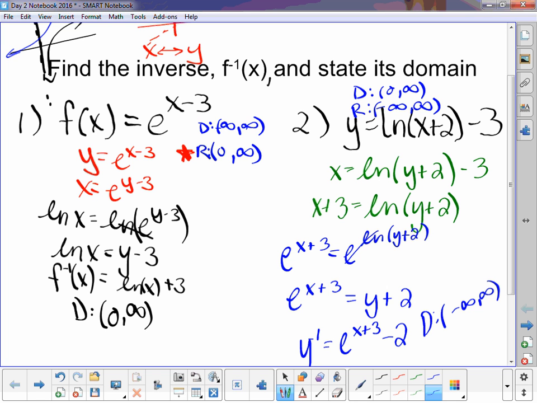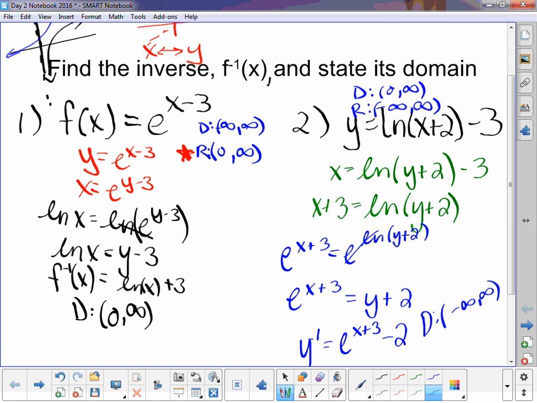Now, sometimes we have to carry that restriction through, particularly when you think of x squared and square root of x. They're inverse operations, but there is a restriction on your range that comes through with this. But here, my range was negative infinity to infinity, so that came through as my domain, which matched up with the graph that I had. Here, my range was 0 to infinity, so that's my new domain, which once again matched up with their graph.